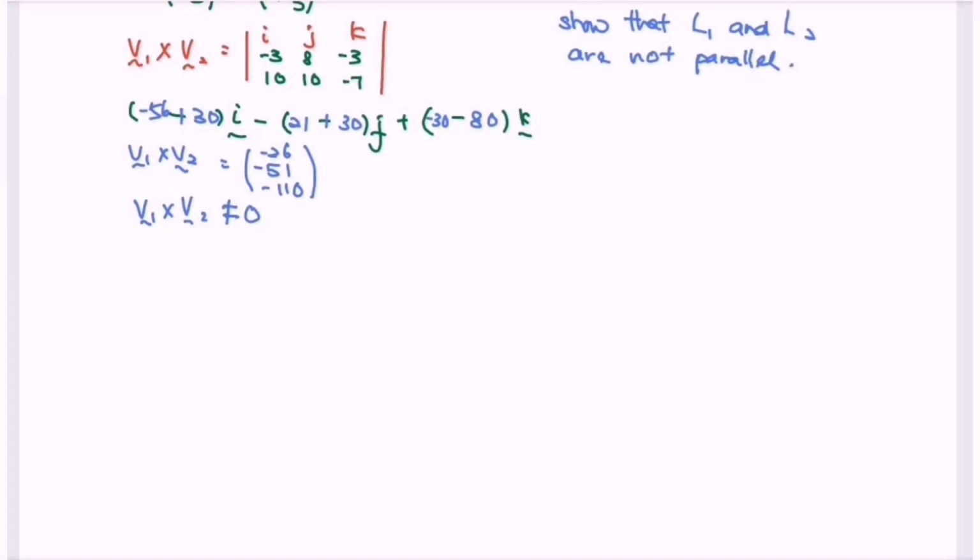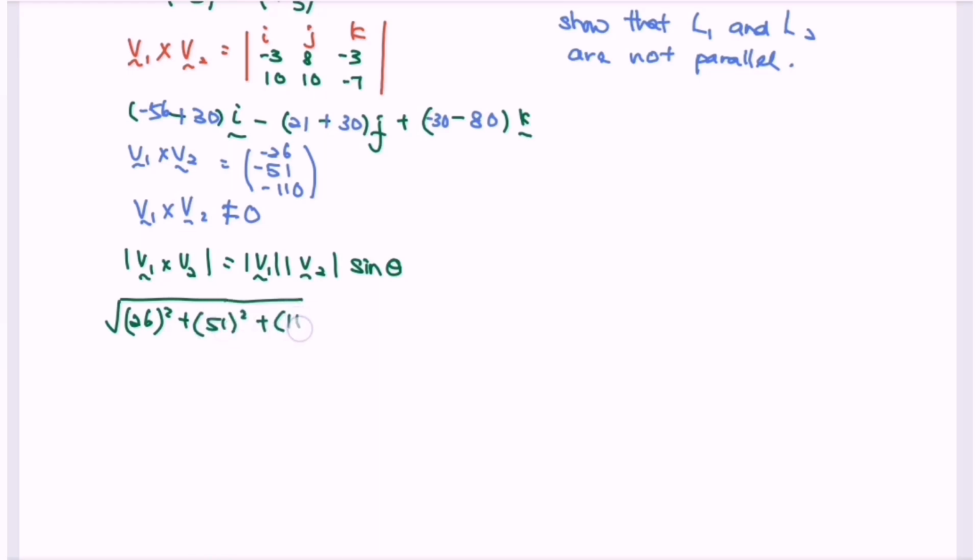So kindly refer to the formula. We have the magnitude of vector 1 cross vector 2 equals the magnitude of vector 1 times the magnitude of vector 2 times sine theta. So kindly make use of the answer given. Here we have the square root of 26 squared plus 51 squared plus 110 squared, equals the magnitude of V1, the square root of 9 plus 64 plus 9, multiplied with the square root of 100 plus 100 plus 49.